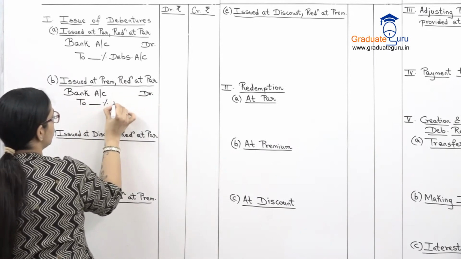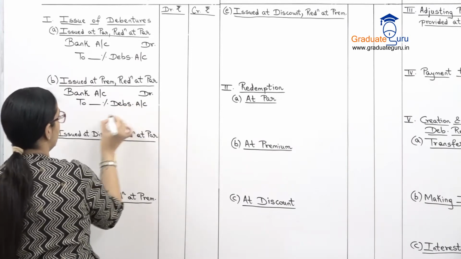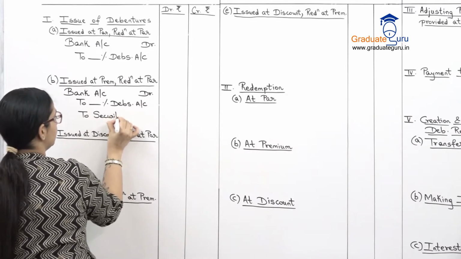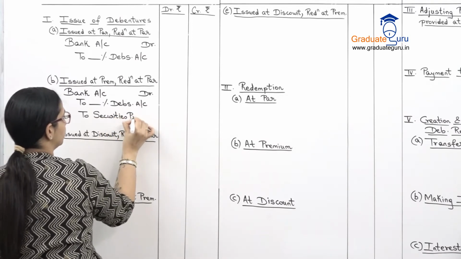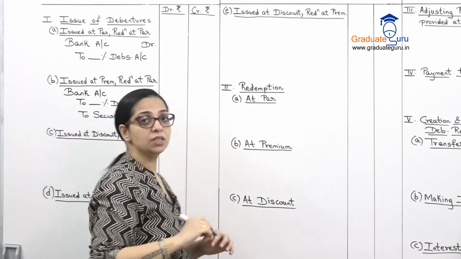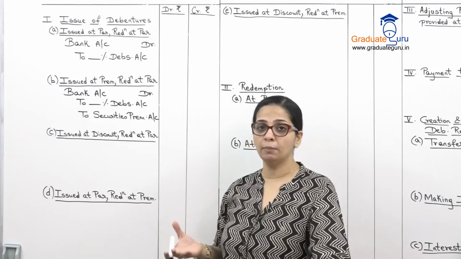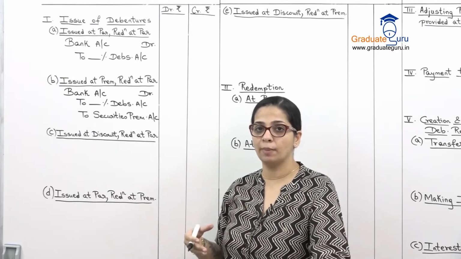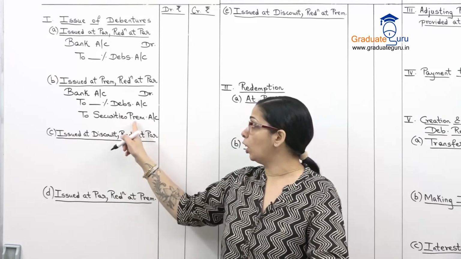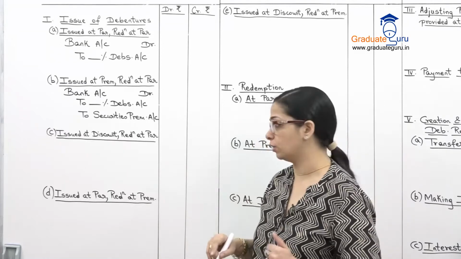To so and so percent debentures account, and to securities premium account. Okay, because we are getting extra amount, it is our profit. लेकिन वो profit हम P&L में नहीं लेते हैं. Whenever we get extra amount on issuing any securities, we've seen that earlier also, we always take it to securities premium. So that's a reserve, special reserve.